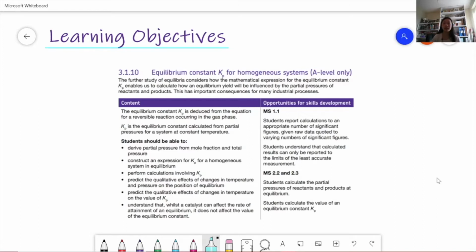And so these are our learning objectives. The first is to define what Kp is, and then we're also going to define partial pressure and mole fraction. So at the end we should be able to derive partial pressure from mole fraction and total pressure, construct an expression for Kp for a homogeneous system in equilibrium, perform calculations involving Kp, predict the quantitative effects of changes in temperature and pressure on the position of equilibrium, predict the quantitative effects of changes in temperature on the value of Kp, and finally understand that whilst a catalyst can affect the rate of attainment of an equilibrium, it does not affect the value of the equilibrium constant.